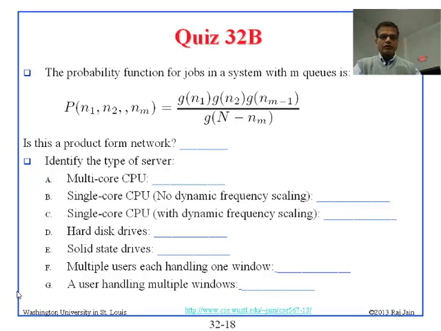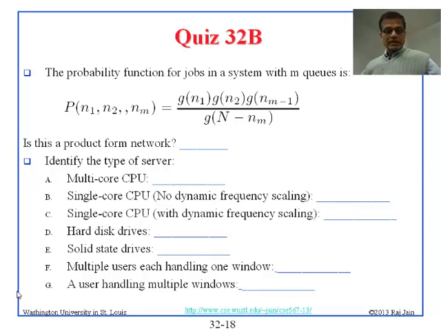And by the way, single core CPUs are of two kinds: without and with dynamic frequency scaling. Dynamic frequency scaling, everybody understands what that is, that you change your rate. You know, you are running at 2 gigahertz and then suddenly you start running at 5 gigahertz. Then hard disk drives and solid state drives. A user handling multiple windows.